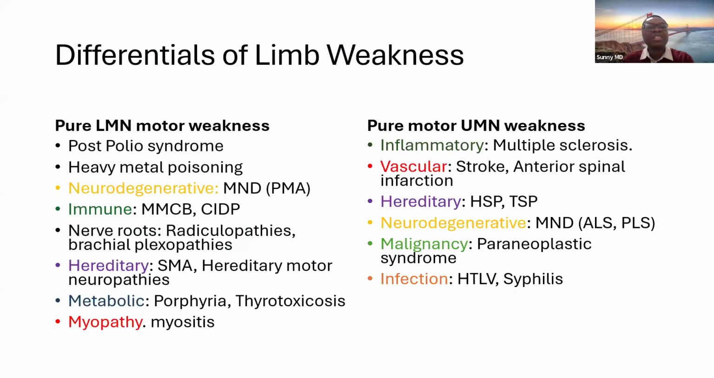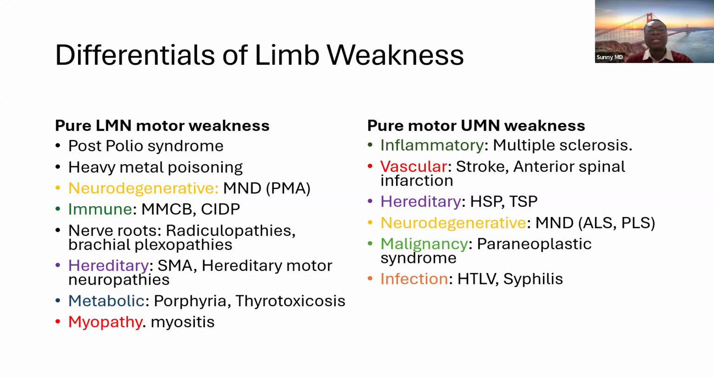So differential diagnosis of limb weakness for pure motor weakness. You have things like post-polio syndrome, heavy metal poisoning, degenerative causes like motor neuron disease. If it's a lower limb weakness, it's a variant of motor neuron disease called progressive muscular atrophy. And then immune conditions like multifocal motor neuropathy with conduction block, CIDP, which is a chronic form of GBS, radiculopathies, brachial neuritis, etc. for lower motor neuron type weakness.